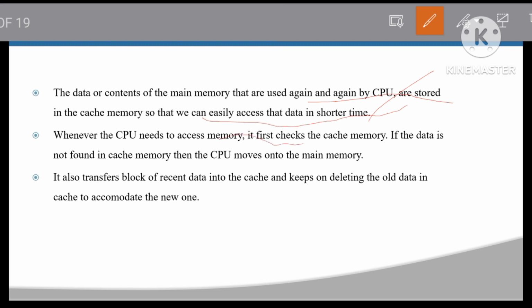Whenever the CPU needs to access the memory, it first checks the cache memory. If the data is not found in the cache memory, then the CPU moves on to the main memory. It also transfers the block of recent data into the cache and keeps deleting old data in the cache to accommodate the new one. This is how cache memory works in the PC.